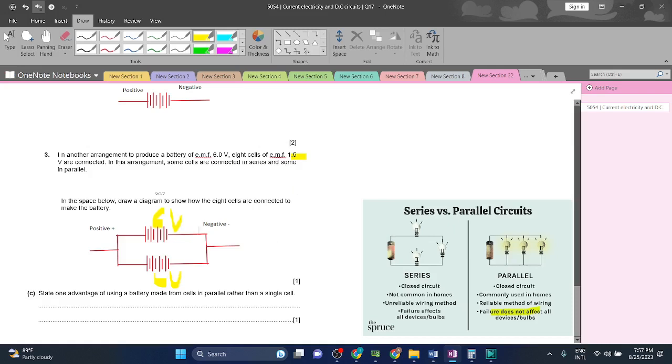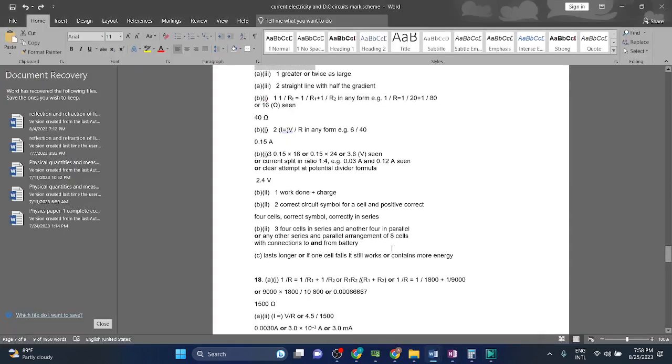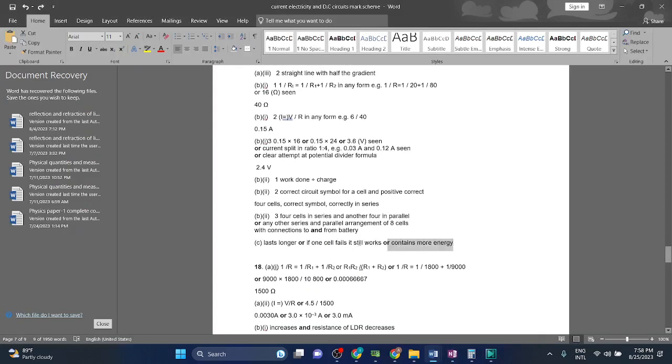So again this will be the positive side and this will be the negative side. And another thing, I am just going to repeat what I said: this is 6 volts and this is 6 volts, and this will not add up. What this will do is just provide a longer battery life. State one advantage of using a battery made from cells in parallel rather than a single cell. It is because it will last longer. Just write this: it will last longer due to there being more cells in parallel. It will last longer. If one cell fails, the other ones still work.